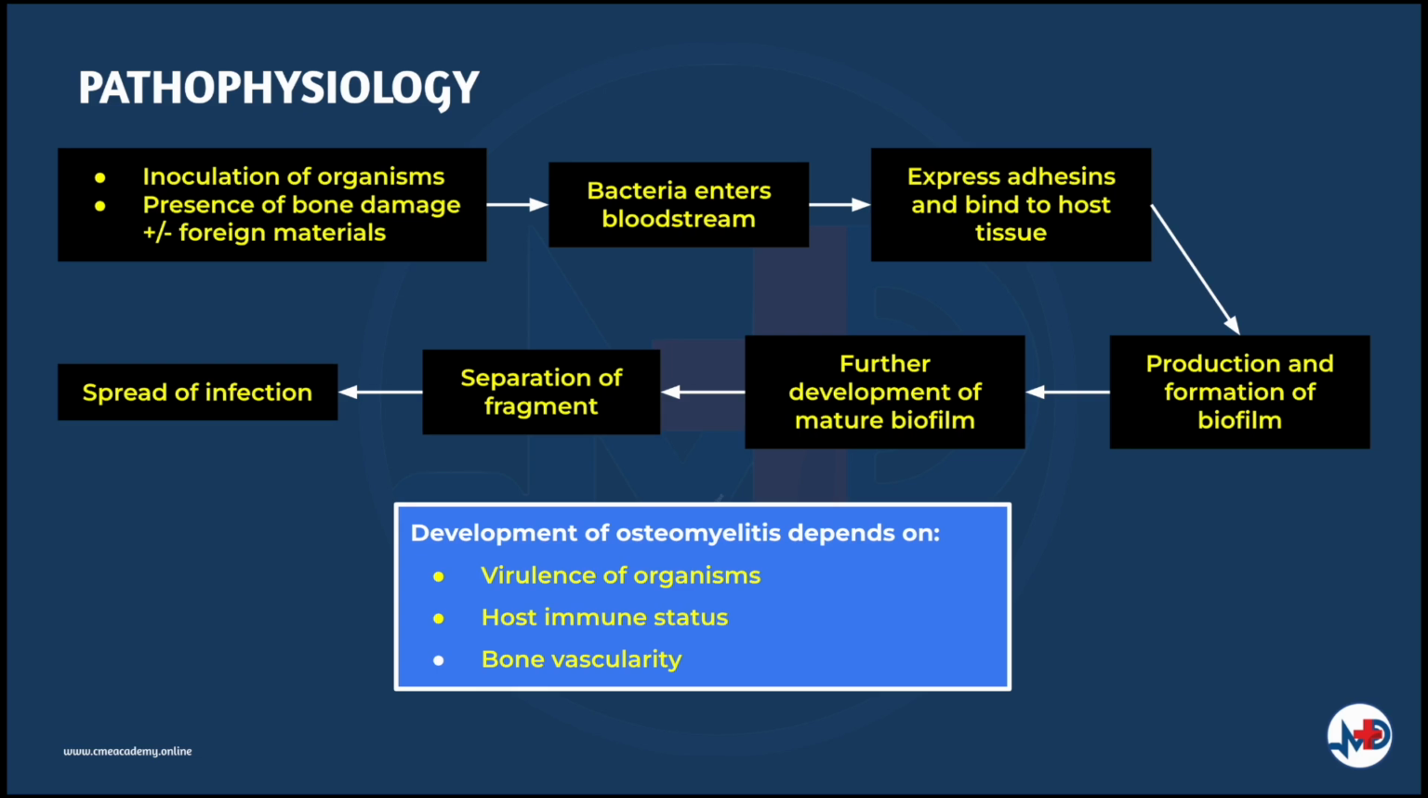The most common organism for osteomyelitis is Staphylococcus aureus, and it has a number of virulence factors, such as the ability to invade living cells and survive inside osteoblasts.